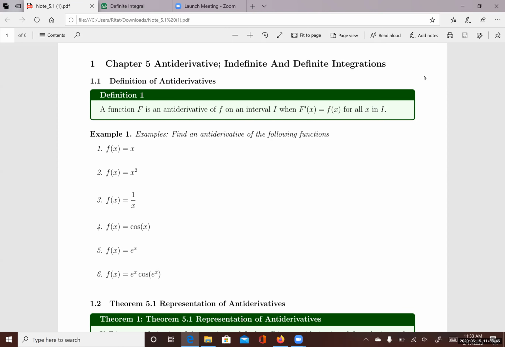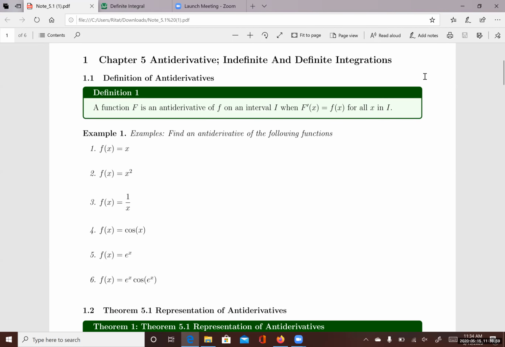This lecture introduces antiderivatives, indefinite and definite integration. So what is the definition of an antiderivative? By definition, a function big F is an antiderivative of small f on an interval I when the derivative of big F equals small f for all values of x in the interval I.